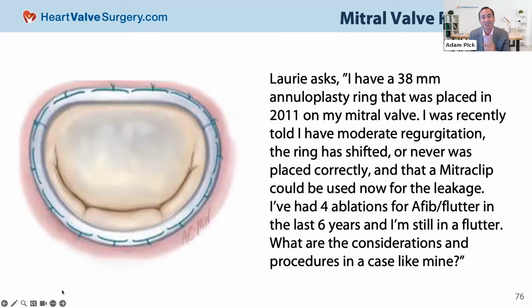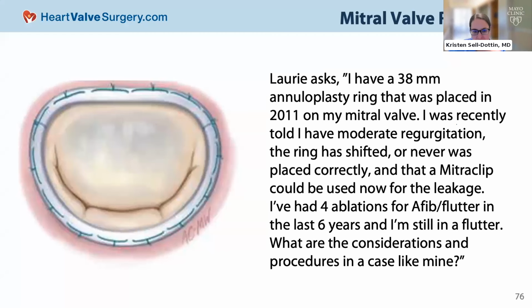And let's move over to this question that comes up all about re-repairs. We've got a lot of patients, a big section of the HeartValveSurgery.com community that might be experiencing a repair failure. And Lori asked, I have a 38 millimeter annuloplasty ring that was placed in 2011 on my mitral valve. I was told I now have moderate regurgitation because the ring has shifted or was never placed correctly, and that a mitral clip could be used now for the leakage. Lori's also experienced AFib. She's had 4 ablations over the last 6 years, and she's still in a flutter. Dr. Sell-Dottin, I see you nodding your head. What are the considerations and procedures in a case like mine?